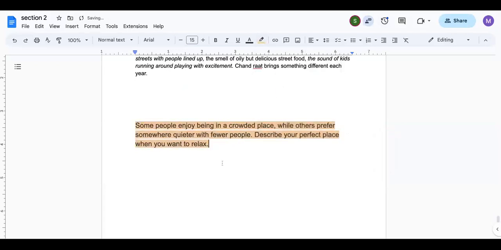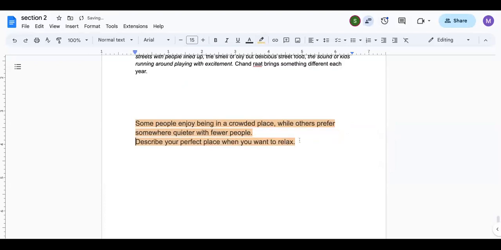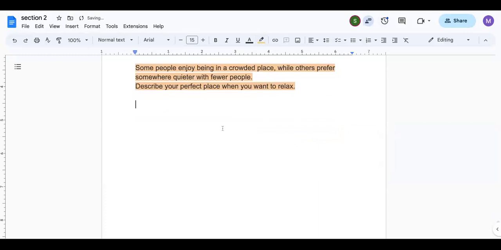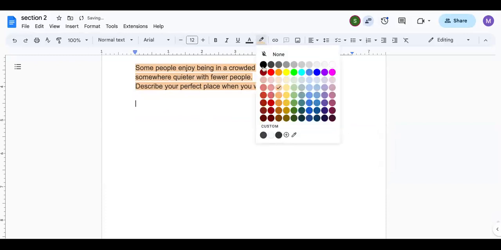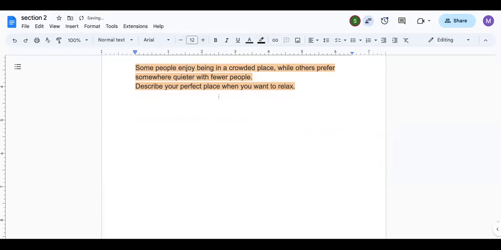Some people enjoy being in a crowded place while others prefer somewhere quieter, with fewer people. Describe your perfect place when you want to relax. Now, what you're going to do right now is just divide it into the three points that you will be writing, according to yourself.